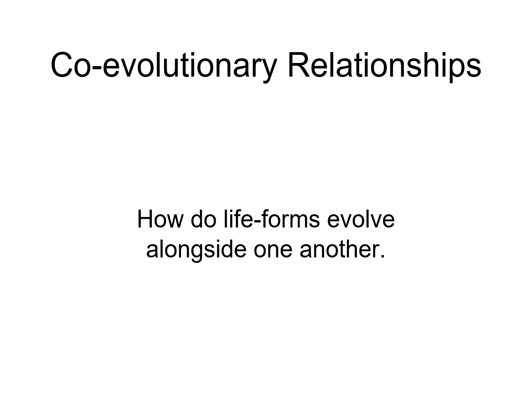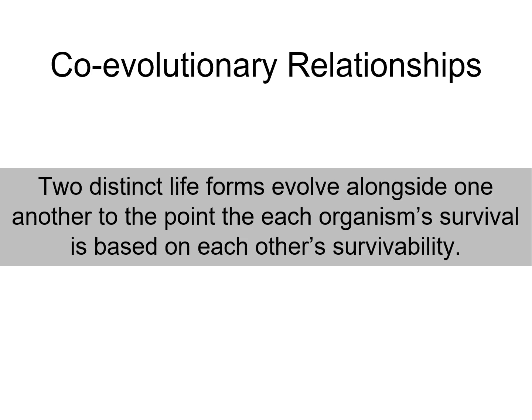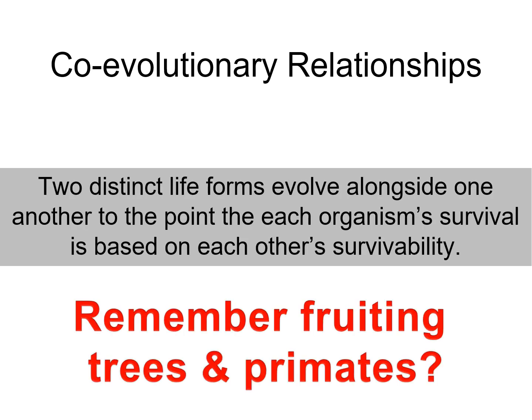We're going to look at another example of co-evolutionary relationships that some of you might be familiar with. At least you might be familiar with the product that is the result of this co-evolutionary relationship. Right, so if we were to define it, co-evolutionary relationships are two distinct life forms that evolve alongside one another to the point that each organism's survival is based on the other's survivability, right? So they utilize each other. These co-evolutionary species utilize one another in terms of their survival.